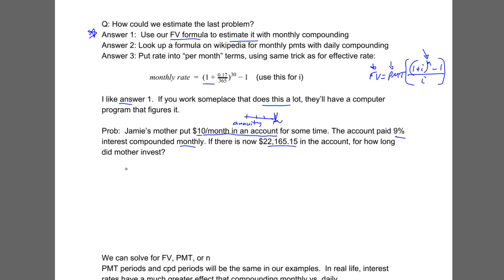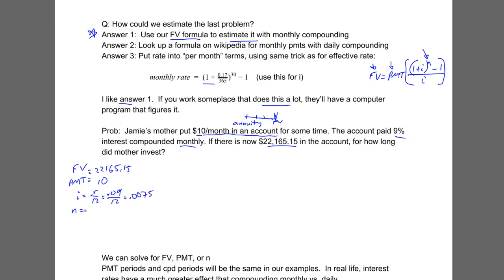Let's figure it out. So we have our little thing here, future value, payment, I and N. So the future value we know is 22,165.15. The payment's 10. That's not a very big payment. And then that ought to take a while, right? And then the I is R over 12. So that's 0.09 over 12. I grab the calculator here. I get 0.0075. That's a nice number.